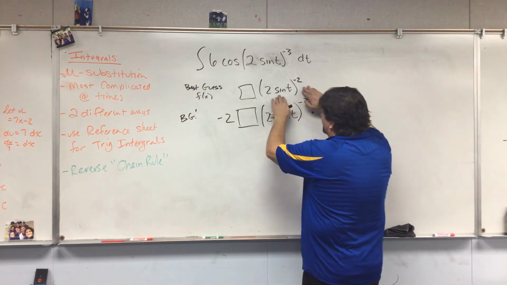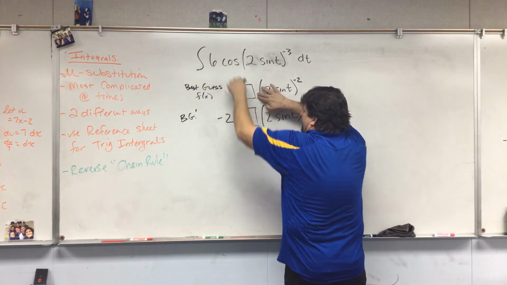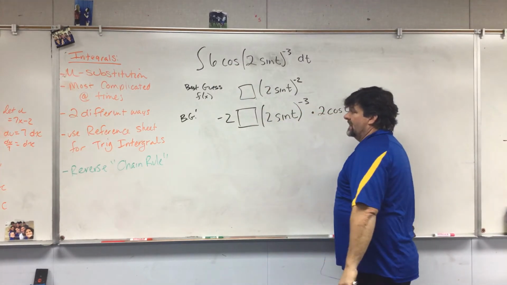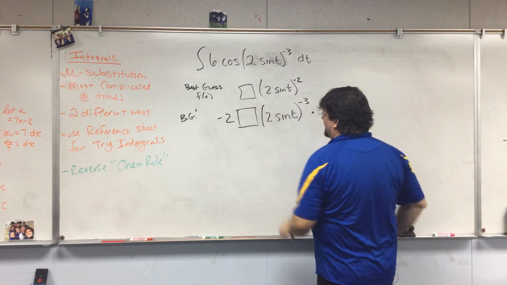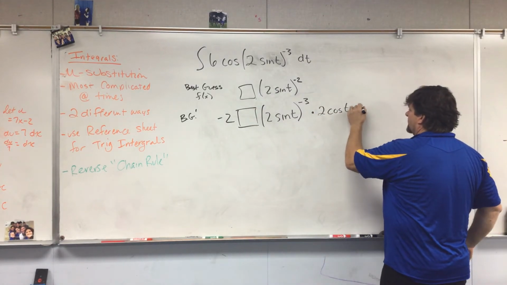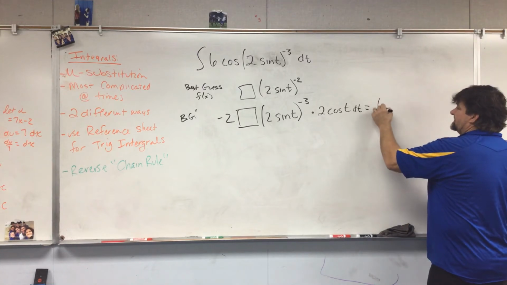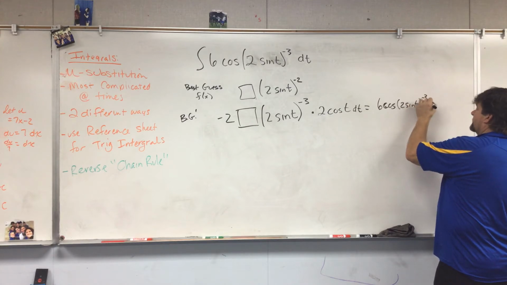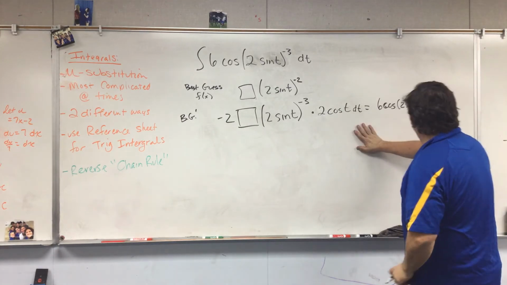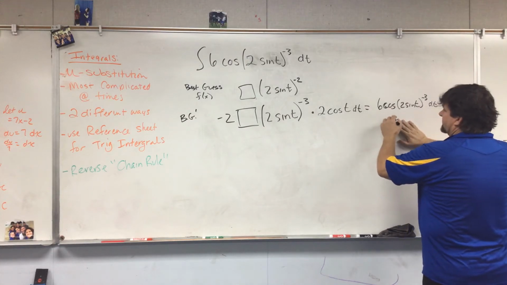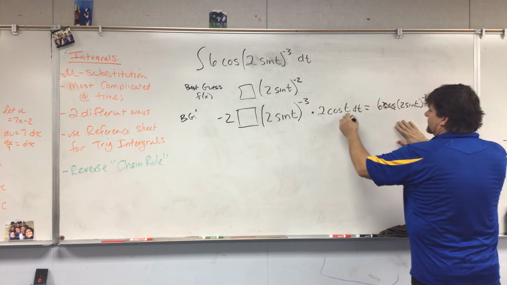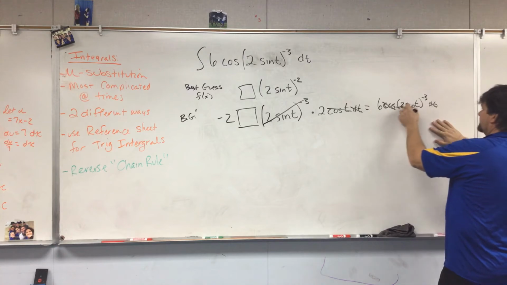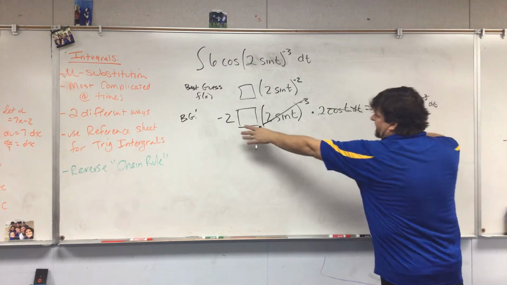So, best guess, missing the piece where I don't know where it came from. I know where cosine came from, don't know where the 6 came from yet. Take the derivative of our best guess, gives me this. We set that equal to 6 cosine 2 sine t to the -3 dt. We start doing some work here. Our cosines cancel. Our dt's cancel. 2 sine t to the -3, 2 sine t to the -3. I'm left with a 6 and a -4.